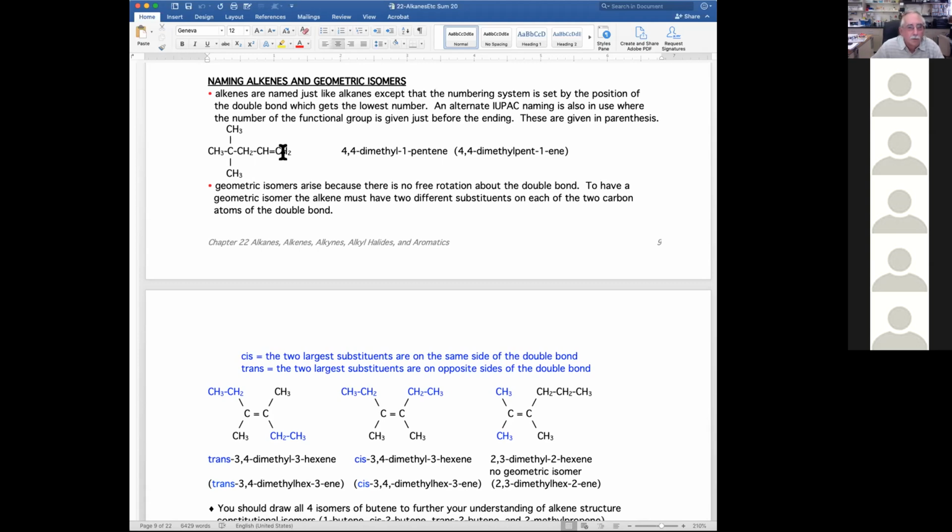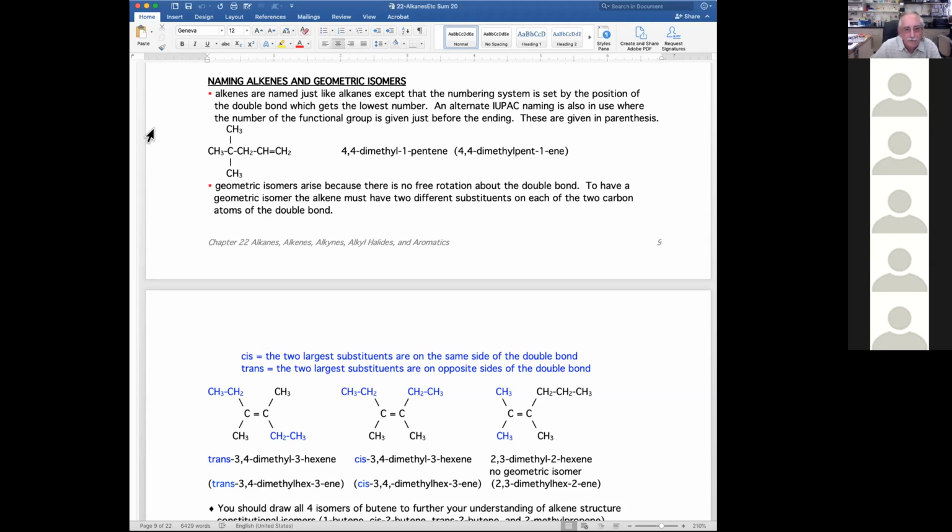So then there's the longest continuous chain. What are the substituents that are on that longest continuous chain? Here's a methyl group, another methyl group. So it's dimethyl. Where are they? 1, 2, 3, 4. They're both on carbon 4. So 4,4-dimethyl-1-pentene.